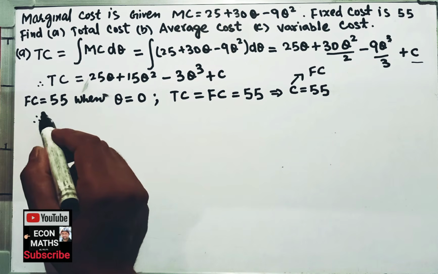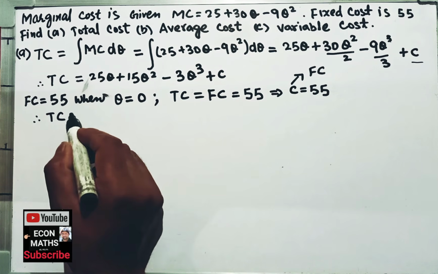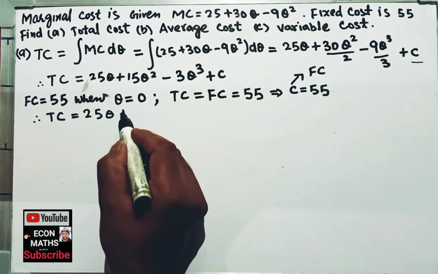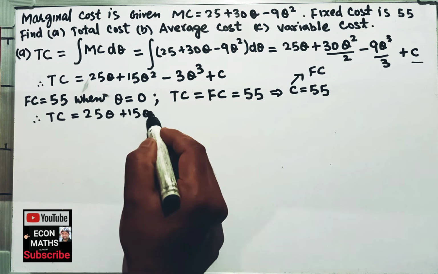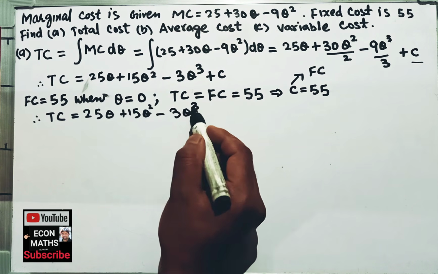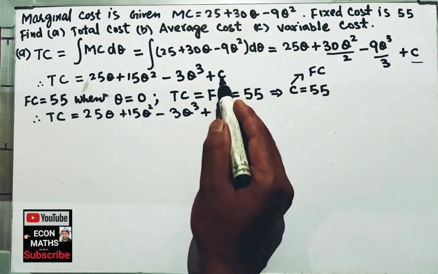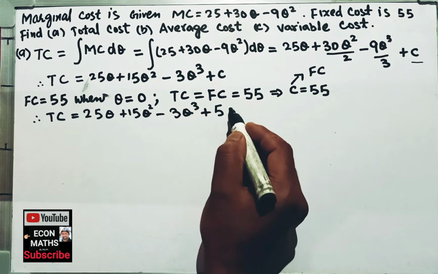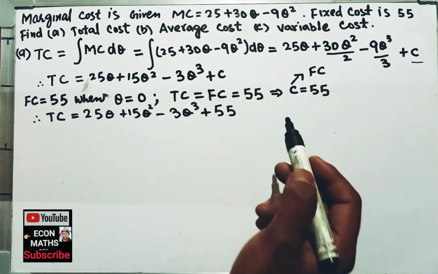Therefore, total cost will become 25q plus 15q square minus 3q cube plus the fixed cost, here the value of c is 55, so I will write the 55. So this is the total cost.